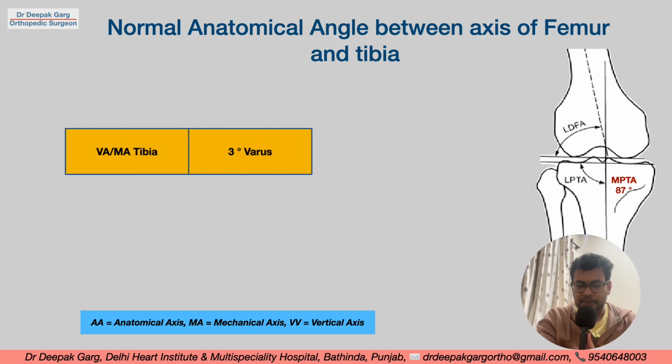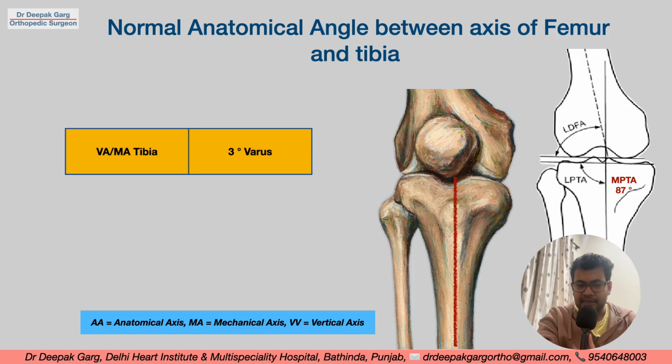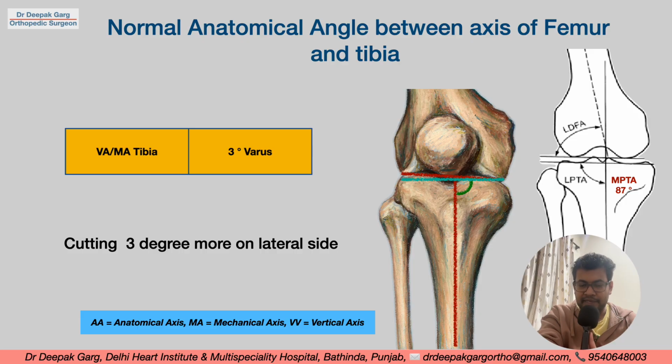Now let's talk about the tibia. The angle between the vertical axis and the mechanical axis of tibia is 3 degrees. So if we look at the medial proximal tibial angle, it is 87 degrees, but we are cutting it at 90 degrees. When we take a cut perpendicular to the mechanical axis, that means 90 degrees. So we are cutting more on the lateral side. By taking this angle perpendicular to the mechanical axis from the normal anatomy of tibia, we are cutting 3 degrees more on the lateral side of the tibia.